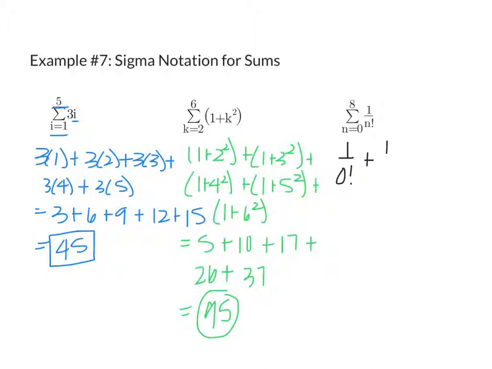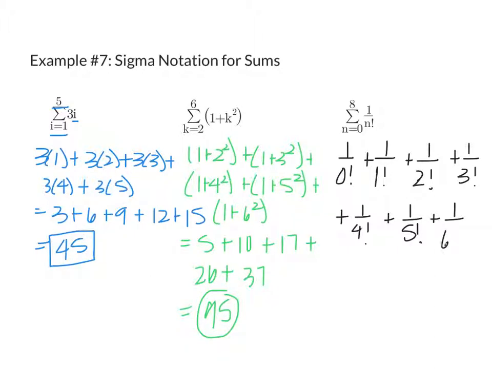to 8, plus 1 over 1 factorial, plus 1 over 2 factorial, plus 1 over 3 factorial, plus 1 over 4 factorial, plus 1 over 5 factorial, plus 1 over 6 factorial, plus 1 over 7 factorial, and then finally plus 1 over 8 factorial. In the end, it'll be about 2.71828.